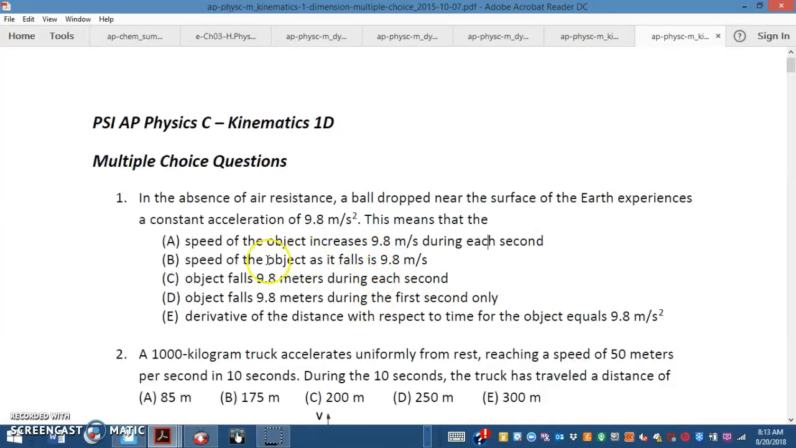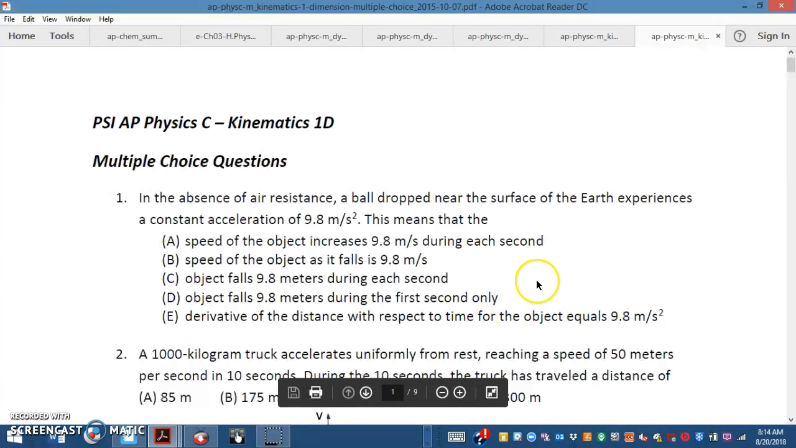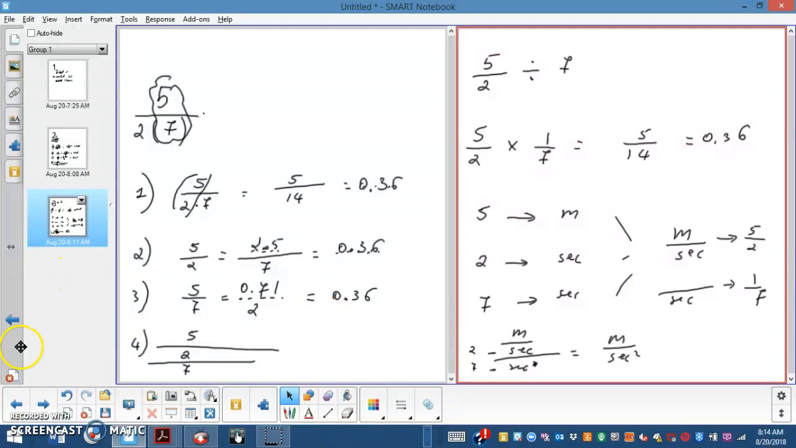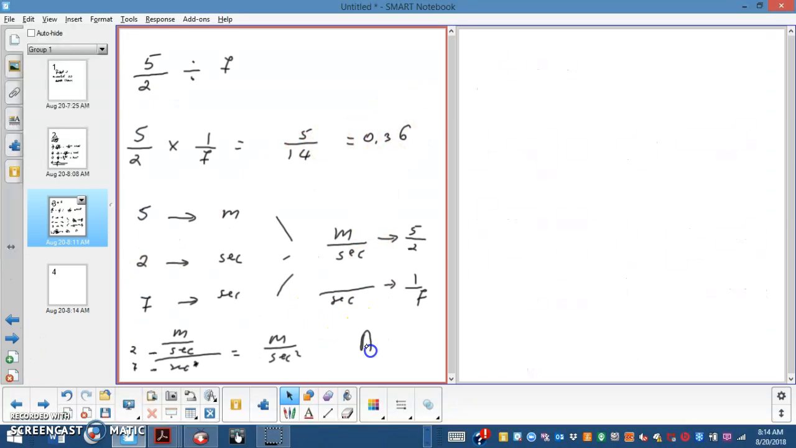The rest doesn't make sense. Speed of an object falls at, this is meters per second, this is meters per second squared. The object falls 99.8 meters per second. This is not the meaning of this, and plus it is not true. Object falls 9.8 meters during the first second only doesn't mean anything. This is constantly. And then derivative of distance with respect to time is your velocity, not the acceleration. So your answer is A. As you see, there is a long explanation for this first question.